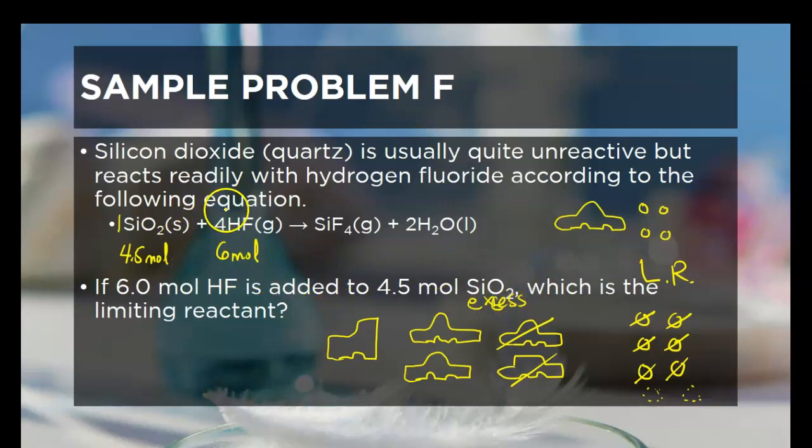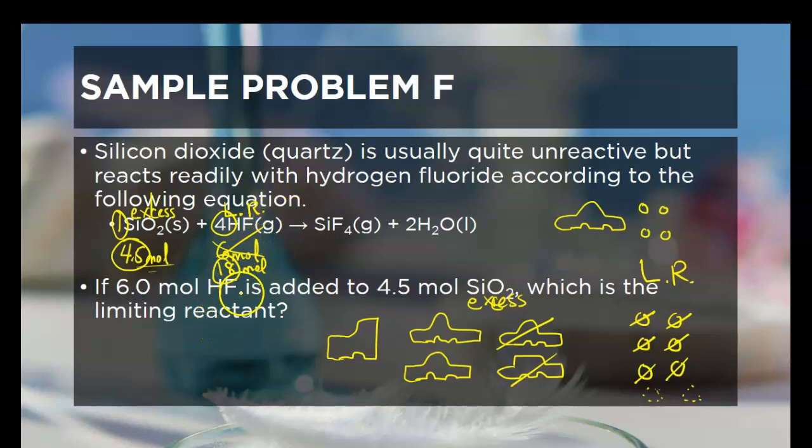So you see how, in this case, it's the same thing. The 4HF was my limiting reactant. The SiO2 was in excess then. Does that make a little bit more sense? Because I know it's tempting to say this is limiting, but it's not always the smaller moles. It's the fact that if I have 1 mole of this, I need 4 moles of this. So if I have 4.5 moles of this, I technically need 18 moles for the reaction to work. 6 moles is not enough.